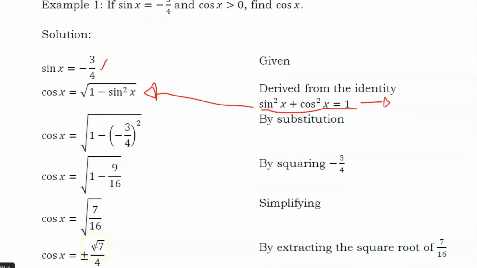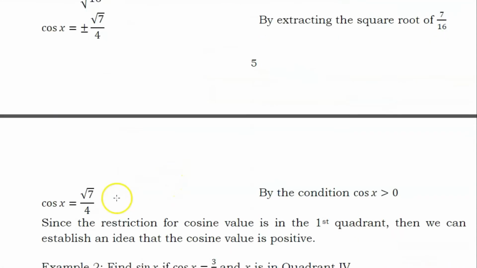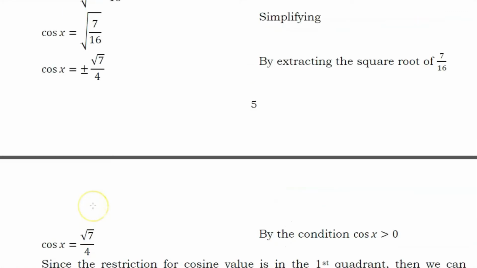But since 16 is a perfect square, we have cosine x is equal to plus minus square root of 7 over 4. So there are two values of cosine x, but because of the condition that cosine x must be greater than 0, our final answer will be the positive one, which is positive square root of 7 over 4. Okay, so be careful of the conditions and other givens.